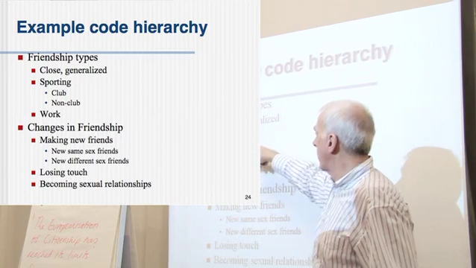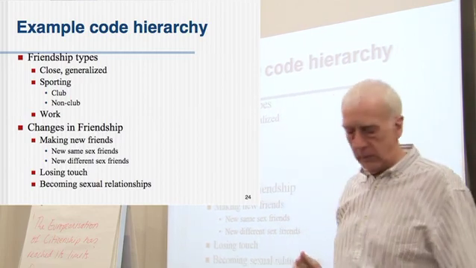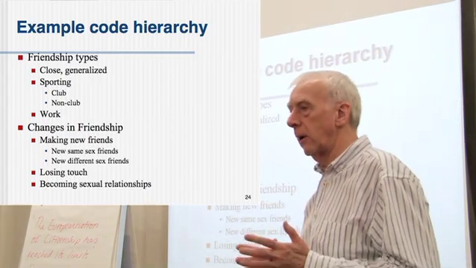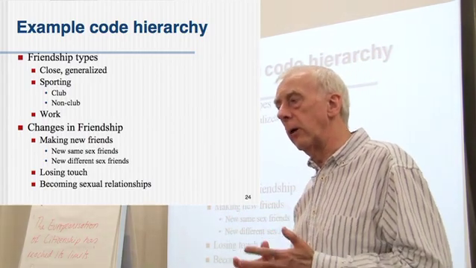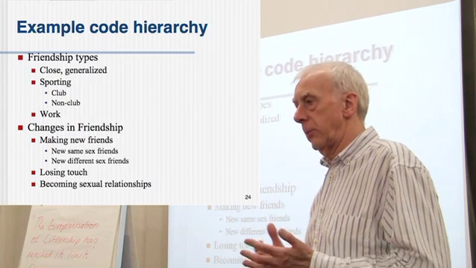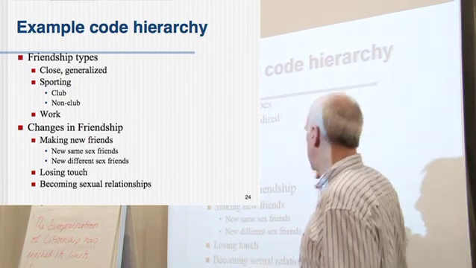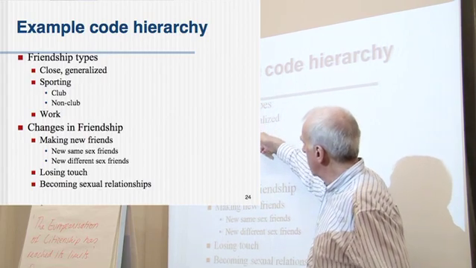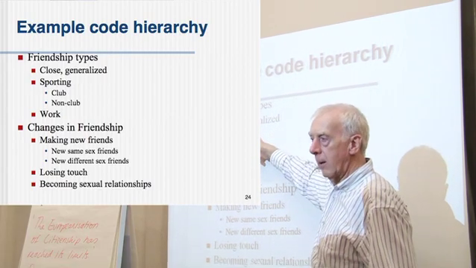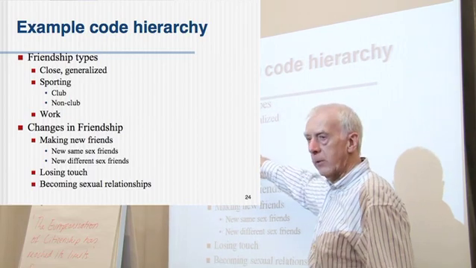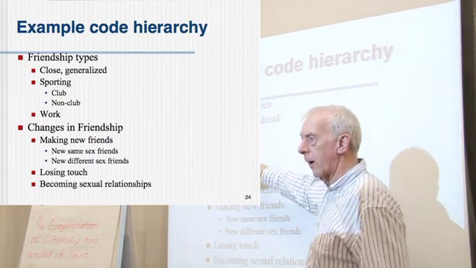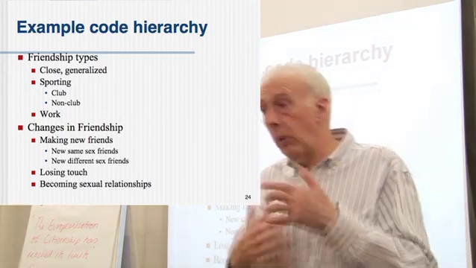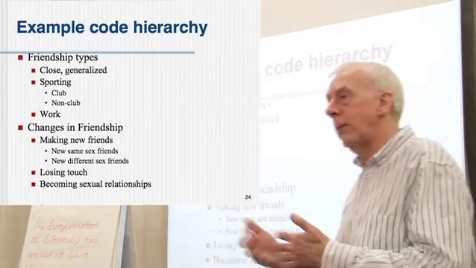Now, one thing to point out while I show you this is that actually rearranging codes into hierarchy like this can be very useful for finding gaps. And you might say, it's not entirely obvious here, but under sporting, you might have some reference to club. And immediately, having got that, you think, well, I ought to have a reference to non-club sporting friendships as well. People who have sporting friends, not because they're a member of a club, but in some other way.